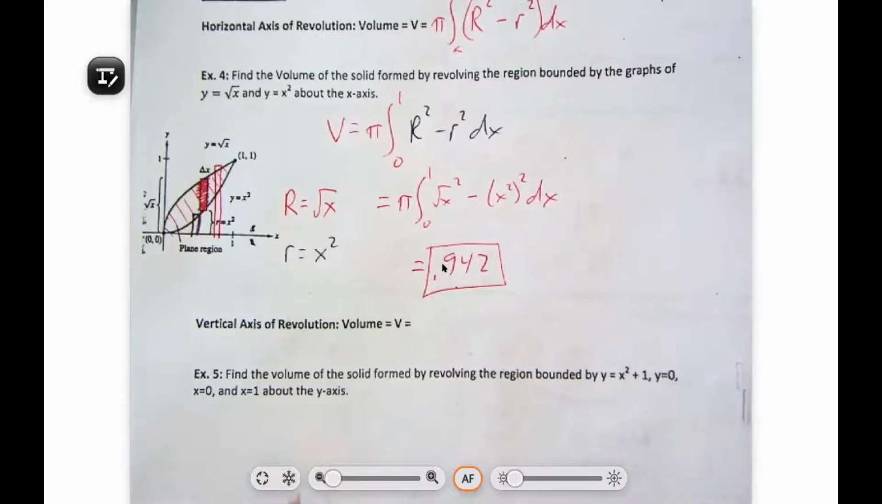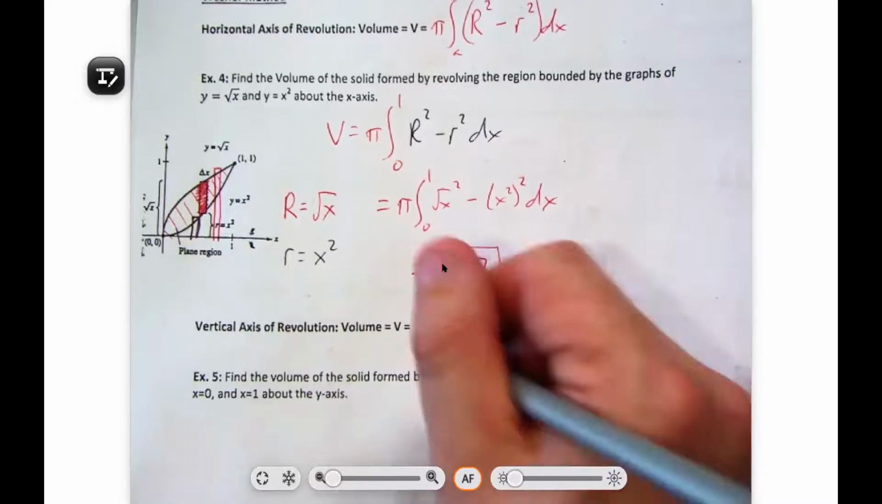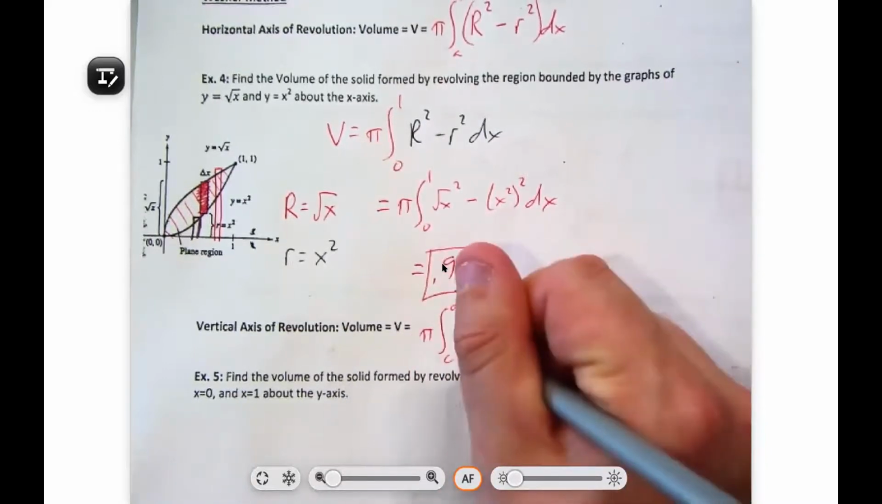If we're spinning around a vertical line, everything's the same. We're just now in terms of y values.